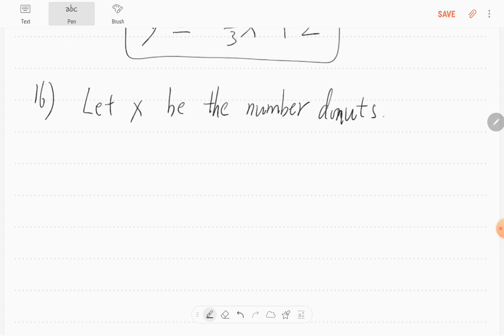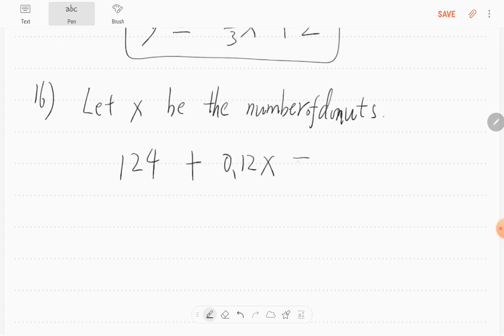So the total cost consists of two things: a fixed cost, which is $124, plus a variable cost. The variable cost depends on the number of the product produced, right? So here x is the number of donuts, so it's 0.12 times x. This is the total cost.